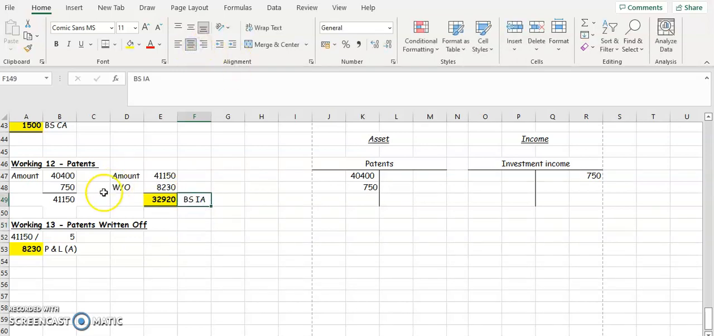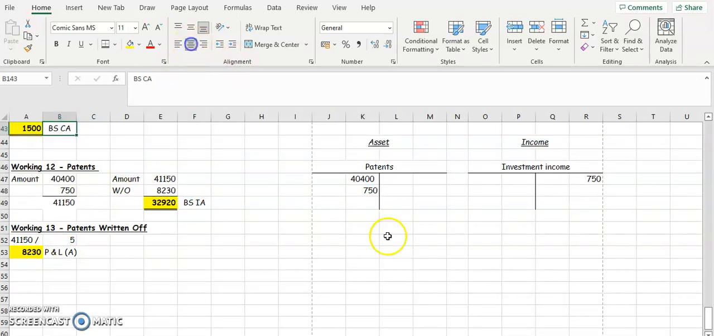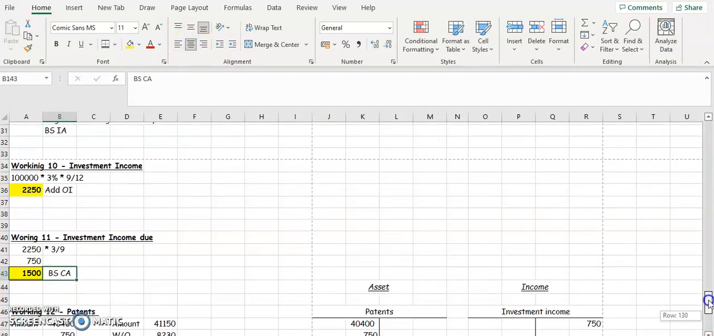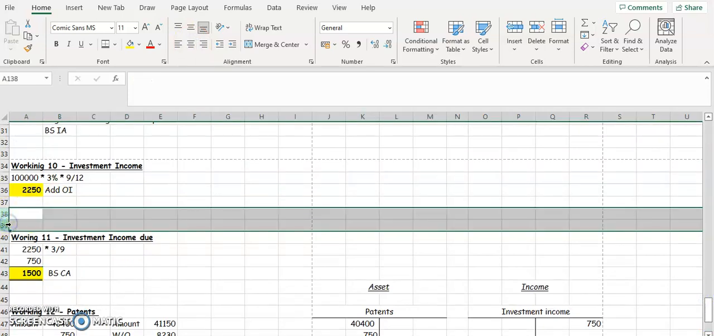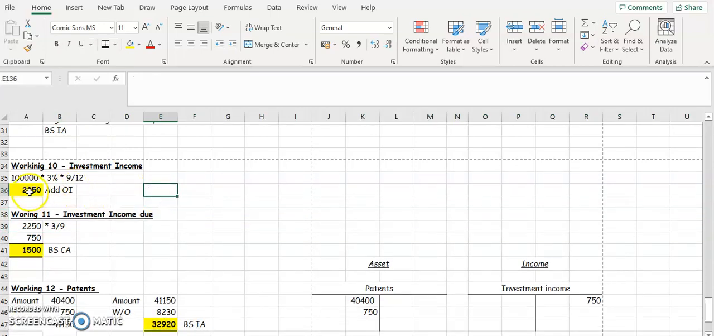Okay, so anytime you get patents, there's going to be 3 or 4 steps to it. First thing you're going to do is find out what is the investment income due. So you're going to take the investment income from the question, multiply it by the percentage, multiply it by how many months you have it for. That's going to find the investment income we're supposed to receive. That's going to add to your operating income in your profit and loss account. Then we're going to calculate the investment income due. So of this 2,250, we received 3 months of it. So 2,250 multiplied by 3/9, because we only have it for 9 months, gives you 750. That's how much we did receive. So we've still to receive 1,500. That goes into your balance sheet as a current asset.